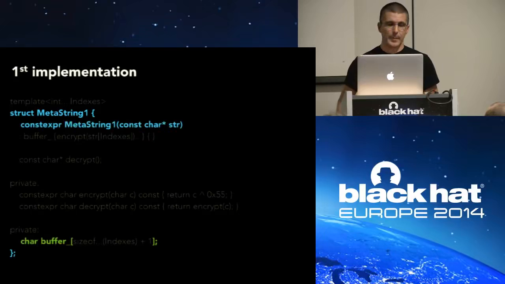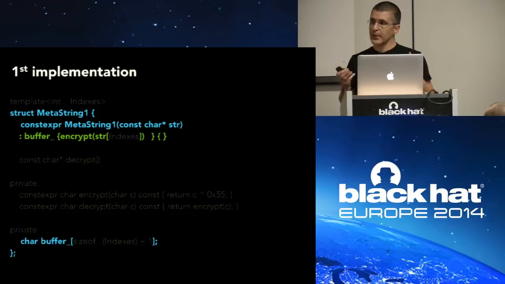And to store my obfuscated string, I need a buffer. So I'm declaring a buffer. It's an array. And I will fill my buffer with my obfuscated string. So the principle I take is I take each character one by one. I encrypt. It's not really an encryption, it's an obfuscation, but I call it encrypt. I encrypt each character and I initialize my array with these encrypted characters.